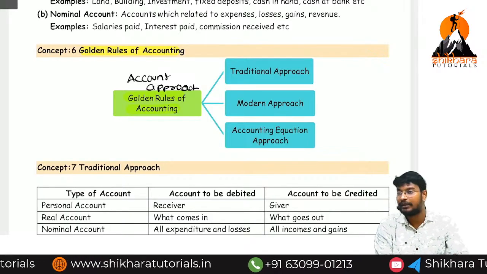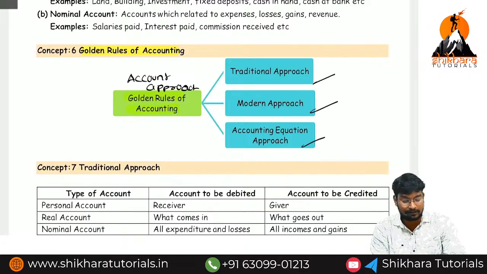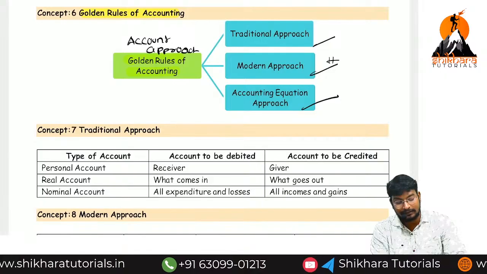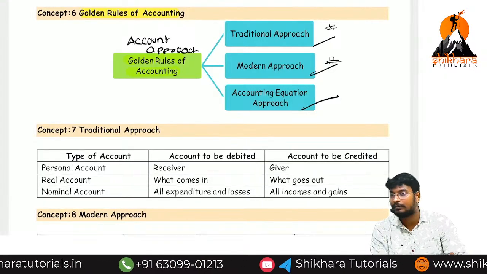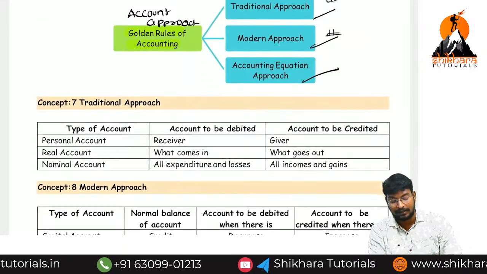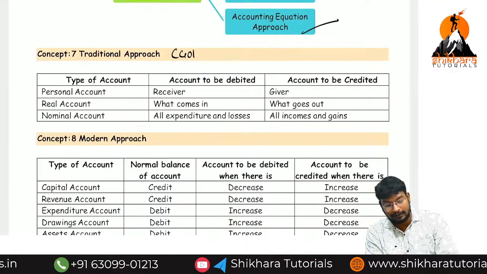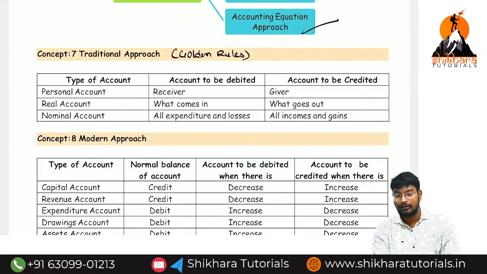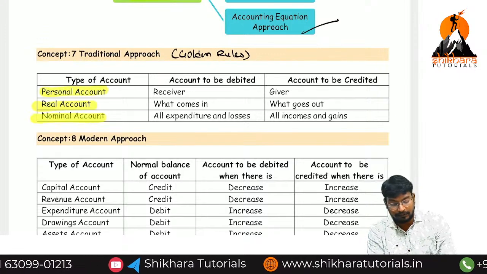How many types of accounting approaches are there? Three types: traditional approach, modern approach, accounting equation approach. In this we have completely discussed the modern approach. You already know the traditional approach. What is the meaning of traditional approach, sir? In order to understand the traditional approach, we need to learn the golden rules. What are the golden rules? Personal account rule, real account rule, nominal account rule.